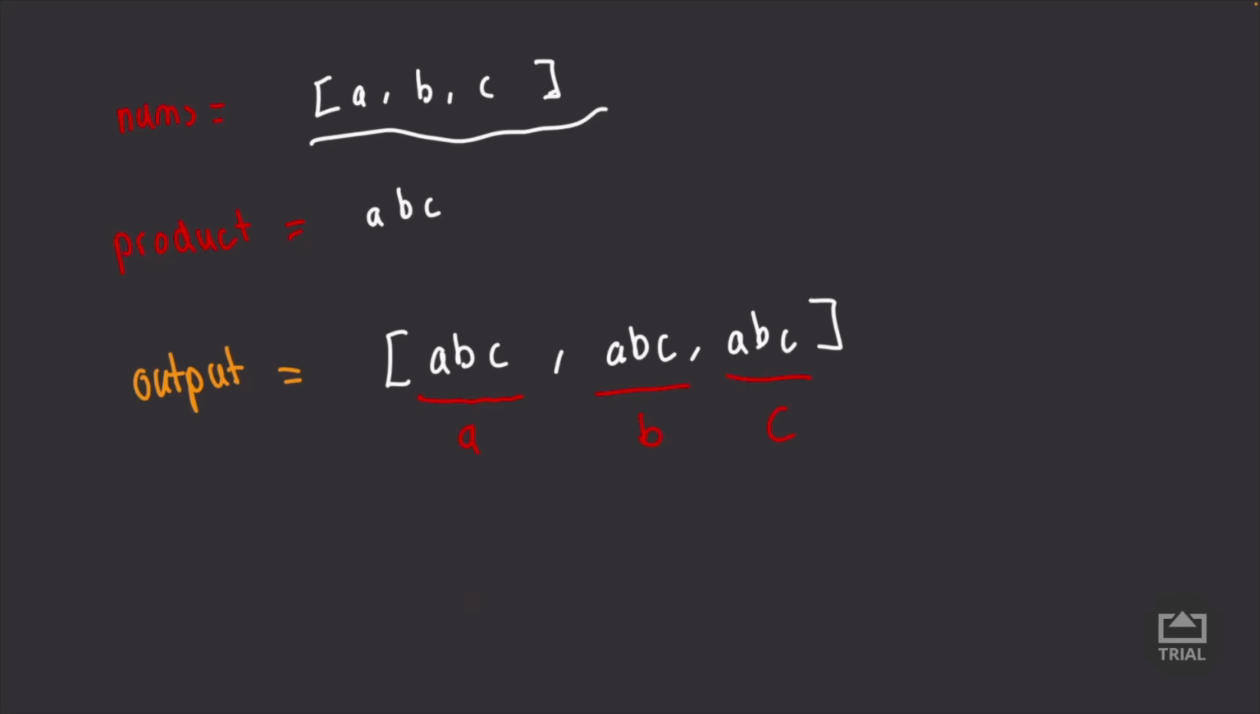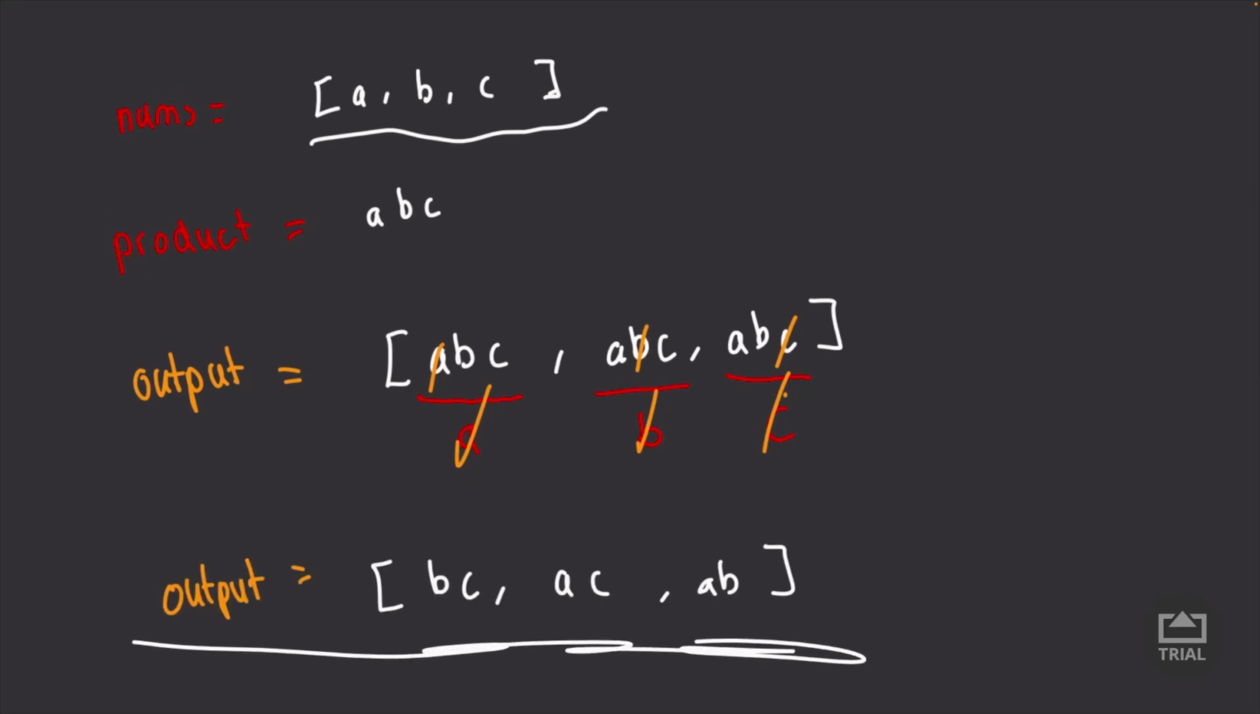What we can then do is divide each of these elements in the output array by the corresponding element in the nums array. At index 0 in the nums array, we have an a, so we want to divide a, b, and c by a. At index 1, we have a b, so we want to divide a, b, and c by b. And at index 2, we have a c, so we want to divide a, b, and c by c. Now we're going to get some cancellations. a is going to cancel out the a, b is going to cancel out the b, and c is going to cancel out the c. The resulting output array is going to look like this.